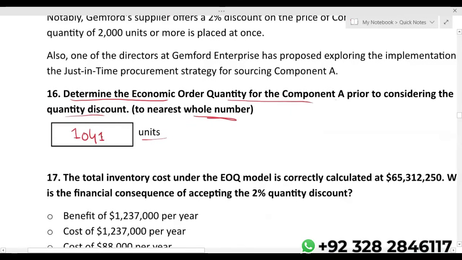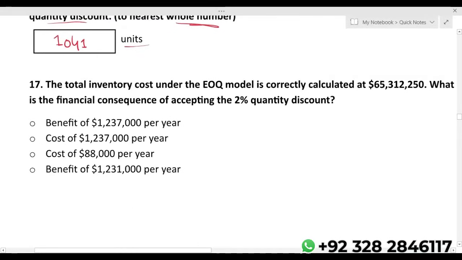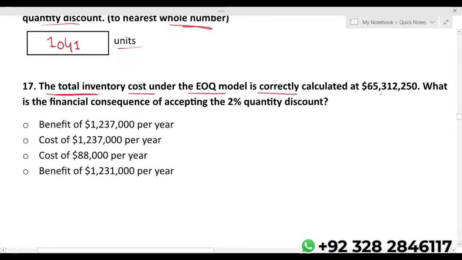Nearest whole number is 1041 units. Straightforward. I strongly believe you should not be having any issue at all. Now, the next one. The total inventory cost under the EOQ model is correctly calculated at, I would say, 65.312 million.